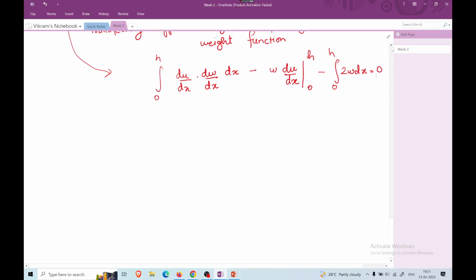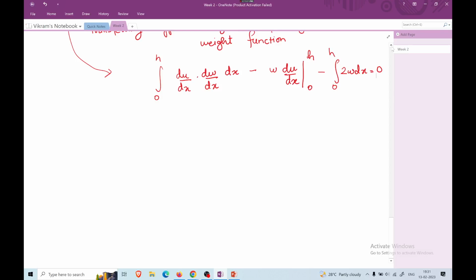So till here, is there any doubt? We are doing this at element level. We are forming the weak form and trying to get the element level equation. Any doubt till here? Are you able to follow? No, sir. Okay. Yes, sir.